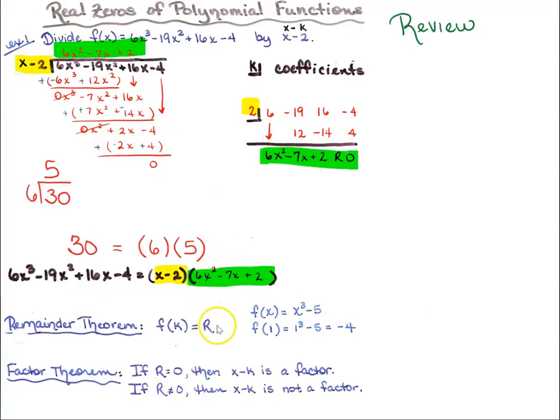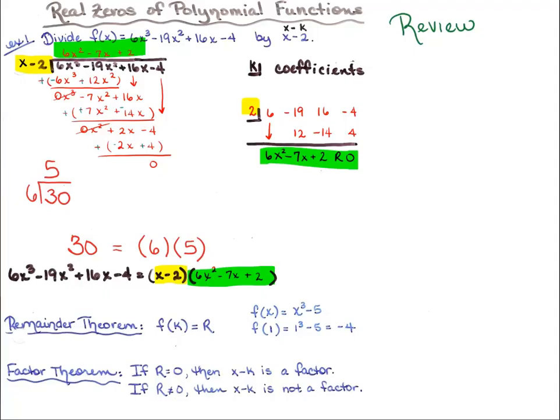If you take your k value and you plug it into the function, the answer that you get will be your remainder. So for instance, if one of the problems we did was x cubed minus 5, and we were dividing it by x minus 1, we put 1 in for k in the function, and it gave us our remainder of -4. The reason that was significant was if you get a remainder of 0, then that means what you were dividing by is a factor. If your remainder is not 0, then what you were dividing by is not a factor.